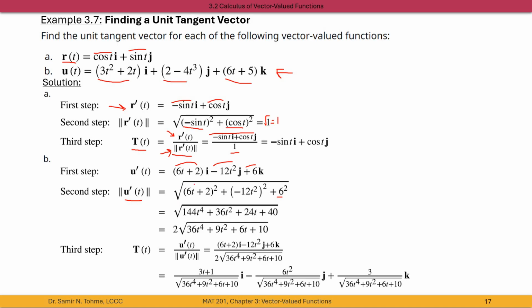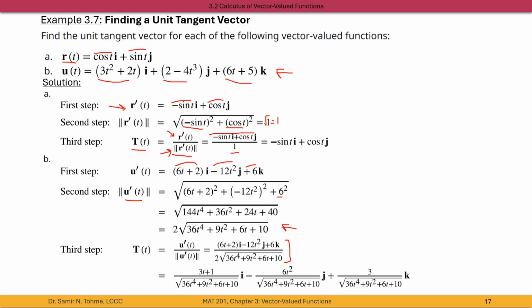So don't forget, whenever you're taking the square root of the square of the x component plus the square of the y component, please add the square of the z component as well, which is 6 squared in this case. Square all the terms and add them, and you're gonna get this one. Now let's divide u prime by the magnitude of u prime, and you will get this one. This would be the tangent unit vector.